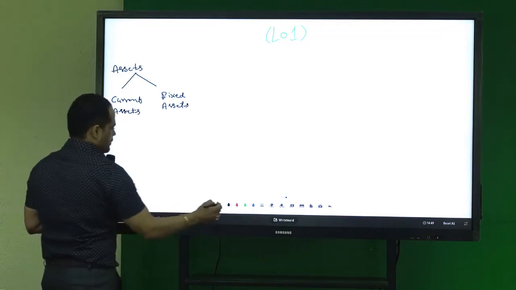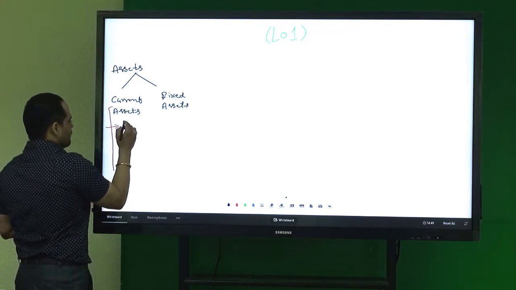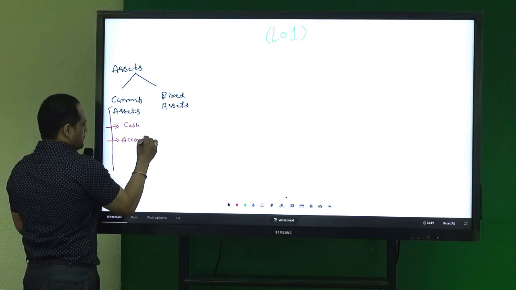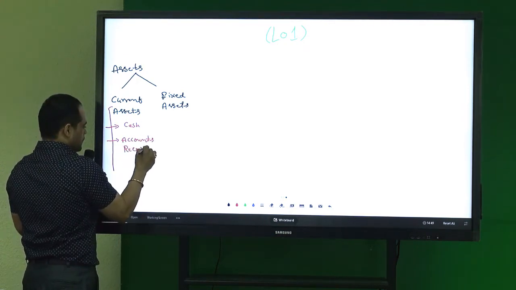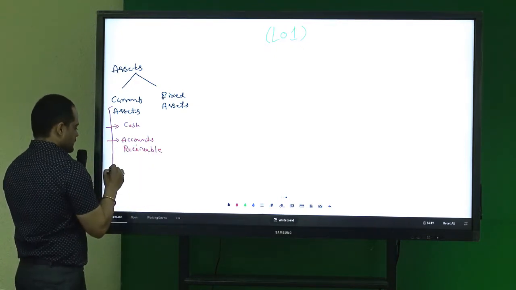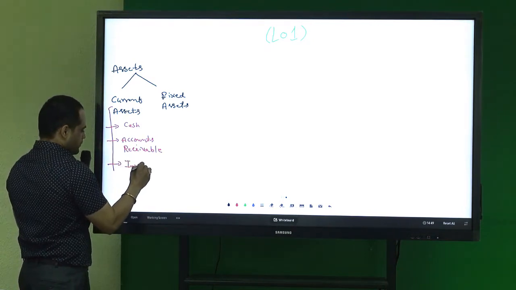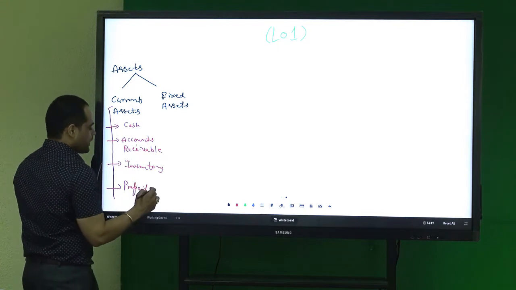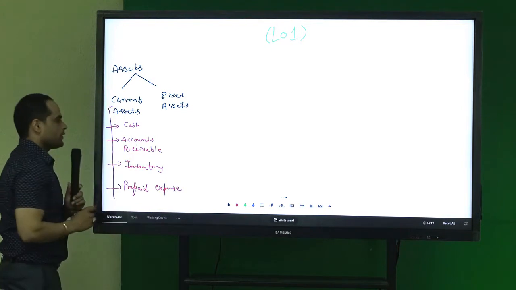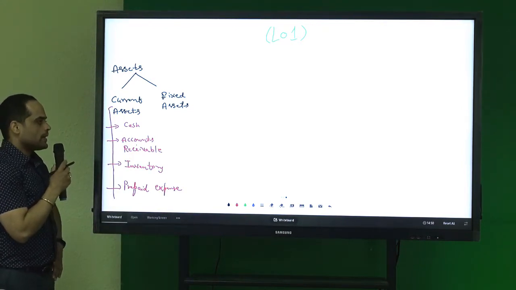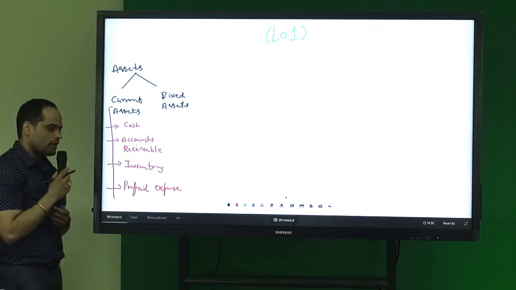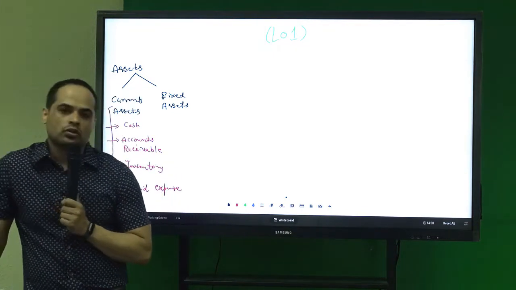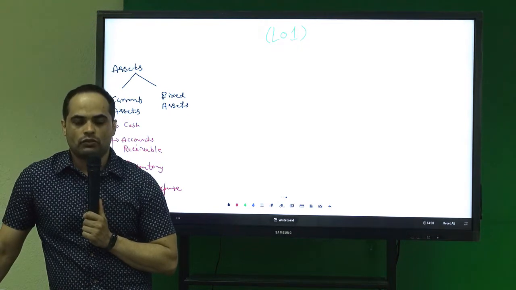Now, what is inside current assets? Current assets involve cash, accounts receivable, inventory or closing inventory, and prepaid expense. So these are the examples of current assets. You know, accounts receivable. Accounts receivable are those people to whom we sell our product on credit. Or in other words, accounts receivable are those people from whom we have to receive money. We call them accounts receivable.